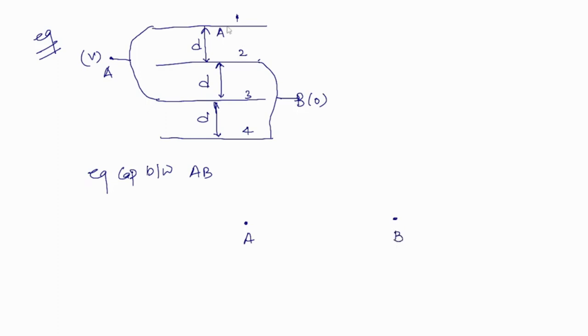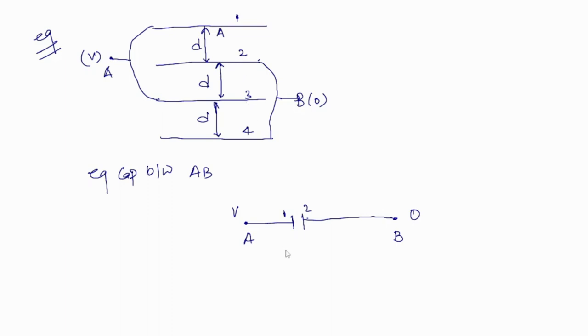Now, this is point A, let's say its potential is V. And point B, its potential is 0. So if you see 1 and 2, plate number 1 having potential V is forming a capacitor with plate number 2, having potential 0. That means this plate is connected to B. You can see from here, plate number 2 is connected to here. Now we have formed 1 and 2.